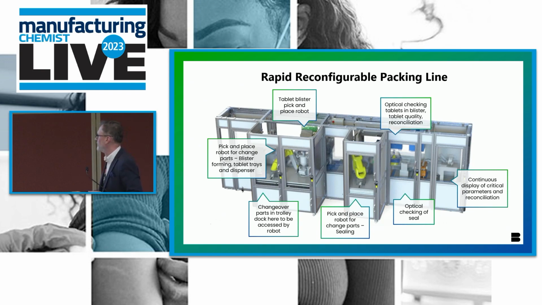You then have this pick-and-place robot here, which is doing the change parts for sealing. And then you've got optical sensors all the way, vision systems, and you've got digital printing as well on here. And as I say, there are HMIs around the machine that are going to continuously show those critical parameters.